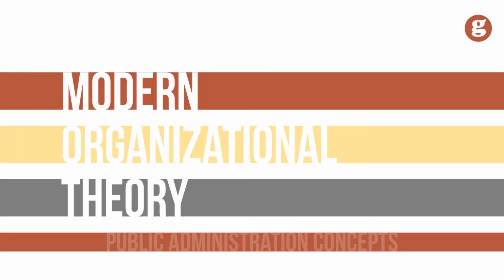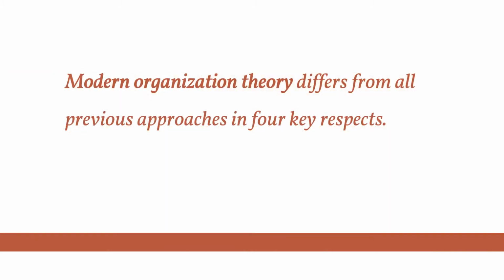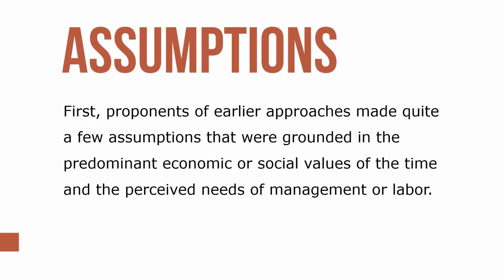Let's take a look at modern organizational theory. Modern organizational theory differs from all previous approaches in four key respects. First, proponents of earlier approaches made quite a few assumptions that were grounded in the predominant economic or social values of the time and the perceived needs of management and labor.